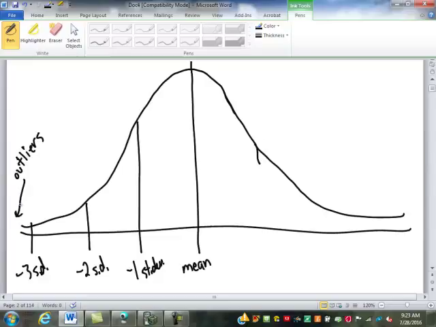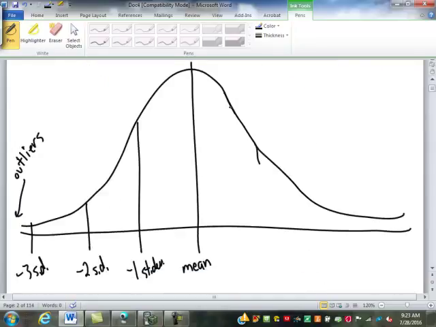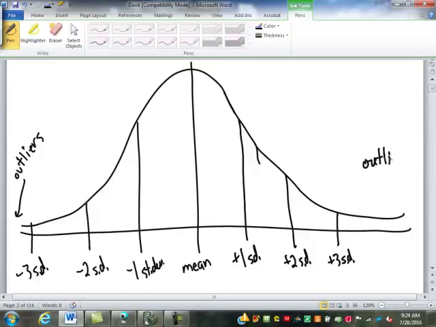The reason it's called 6 Sigma, by the way, Sigma is the symbol. Sigma looks like this. That's the Greek letter S, basically. Sigma is the symbol that is used to signify standard deviation. You guys don't need to know that, but it's called 6 Sigma because you go 3 standard deviations below, and then of course we're going to go 3 standard deviations above. So +1 standard deviation, +2 standard deviations, and +3 standard deviations. And of course anything out here would also be considered an outlier.